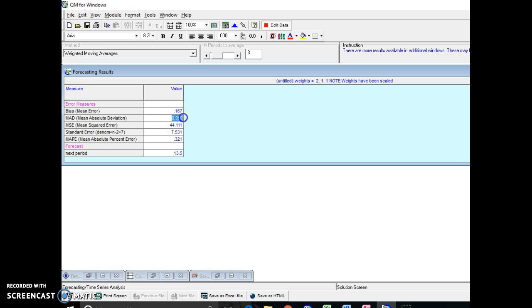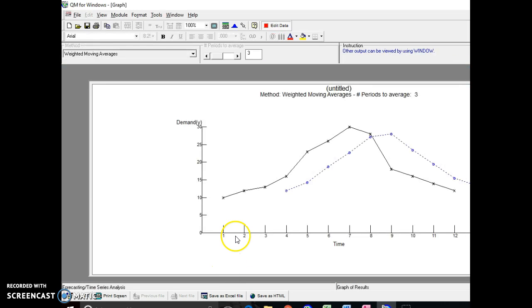We can solve for that, and we get our data right here. Again, our mean absolute deviation doesn't seem to have changed that much. Our next period forecast is a little bit different, but not extraordinary. And I'll pull up our graph just for that visual. Actually, it looks a little bit better, but you can see a lot of variation here that would provide a weak forecast. Again, these are just real quick overviews.